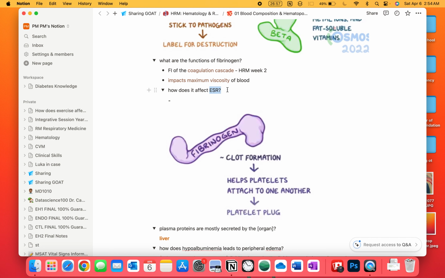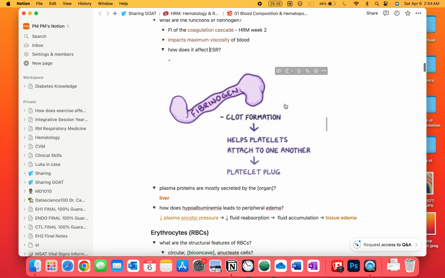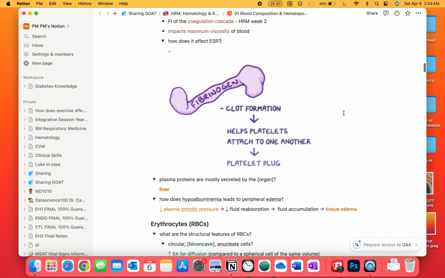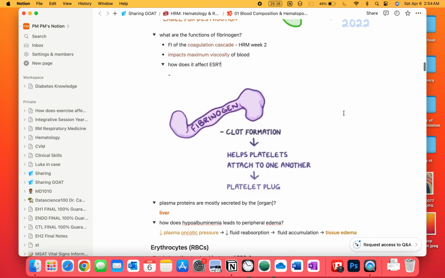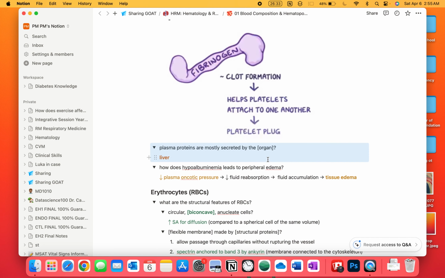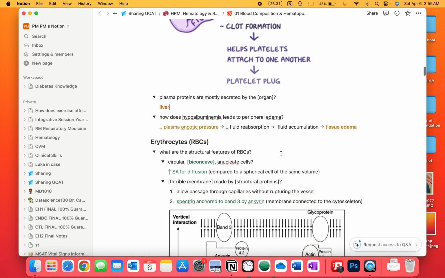ESR is just the erythrocyte sedimentation rate. All this means is how quickly the red blood cells will fall down. And so if you have a lot of fibrinogen, you're going to have a very high ESR, because think about it, as you're putting the red blood cells in a thick solution, it's going to take more time for them to fall down. Fibrinogen is kind of acting as helping platelets attach to one another in the platelet plug. Plasma proteins are mostly secreted by the liver, and hypoalbuminemia leads to peripheral edema. You can have decreased plasma oncotic pressure, decreased fluid absorption, fluid accumulation, tissue edema.